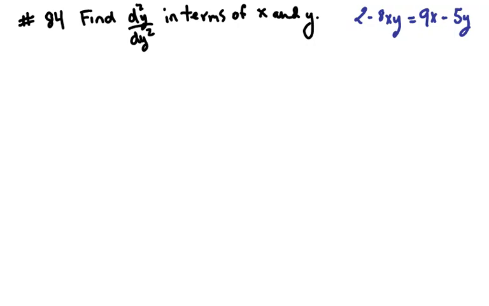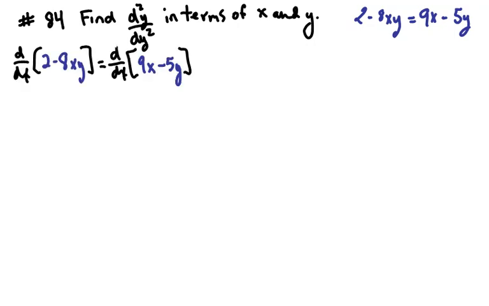So obviously the first thing that we need to do is to find the first derivative of that equation, and then find the derivative of the derivative. So we're looking for the derivative of both sides of that equation with respect to x.